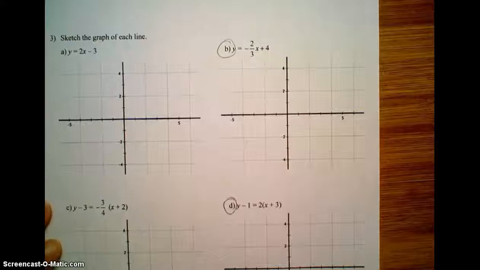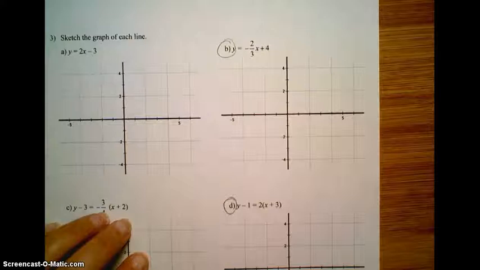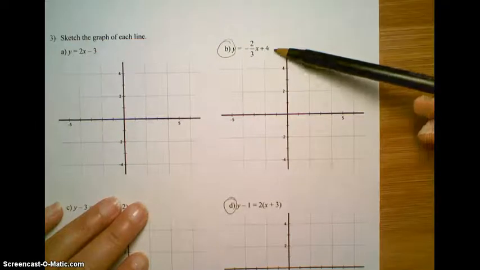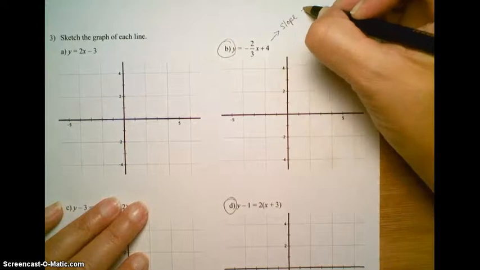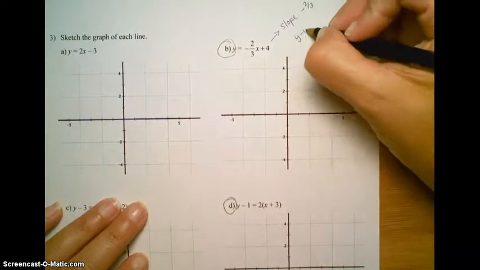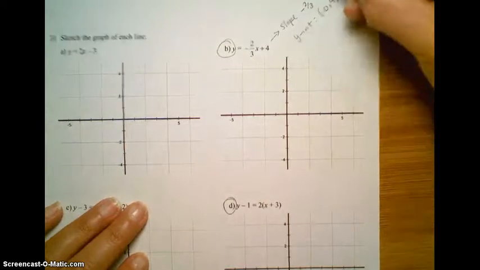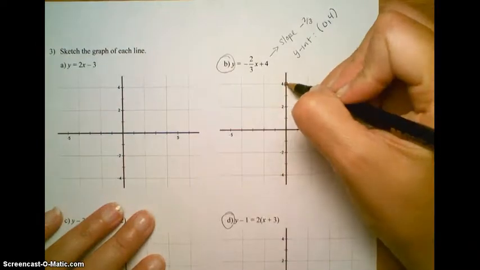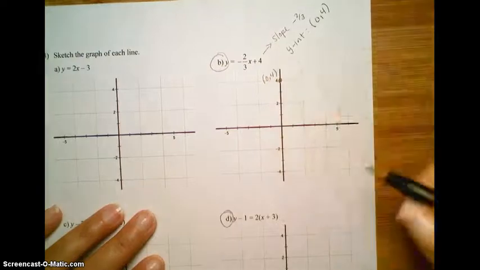Okay, on page 4, we're looking at example 3B, and we are going to sketch a graph of this line. So, first of all, which form is this equation in? If you guess slope-intercept, you are correct. So, because it's in slope-intercept form, I know that the slope is -2/3, and my y-intercept is at the point 0, 4. So, knowing that, I'm going to go ahead and graph my y-intercept of 0, 4. You should also label that point 0, 4.